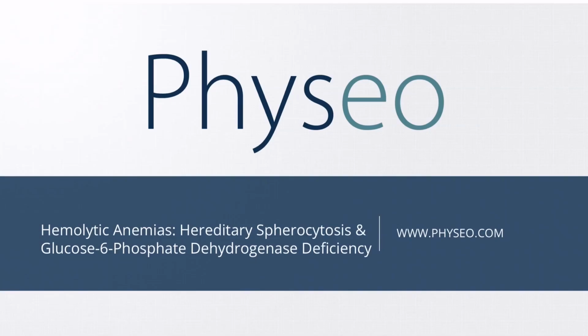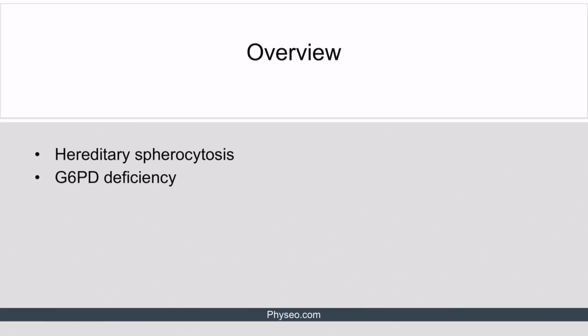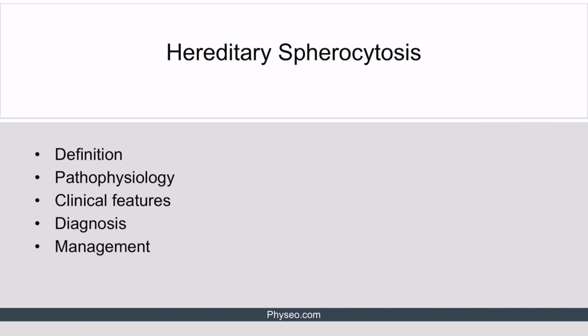Welcome to our second lecture on hemolytic anemia. Let's begin. We'll be covering hereditary spherocytosis and G6PD deficiency. Let's start with hereditary spherocytosis. We will review hereditary spherocytosis by going through its definition, pathophysiology, clinical presentation, diagnosis, and management.